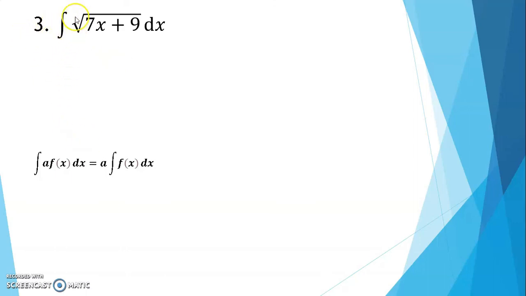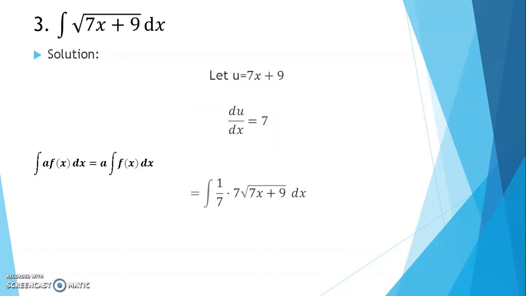So here we go. This is the third question, the last question. We have the integration of the square root of 7x plus 9 dx. Once again, you can pause this video if you want to try first. Okay, so let's move on. How to solve this question? We let u equal to 7x plus 9. Then we differentiate it, we get 7.